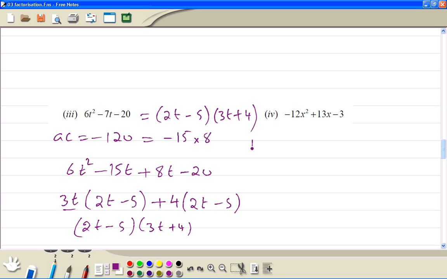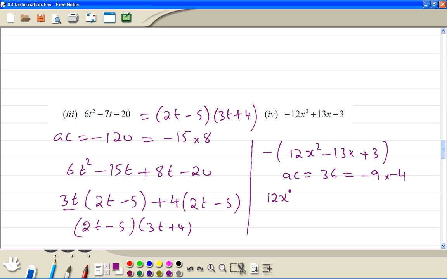First we write this minus sign outside, and we write 12x squared minus 13x plus 3. Now a times c is equal to 36, and the two factors of 36 that add up to minus 13 are minus 9 times minus 4. So we ignore this minus sign for the time being.